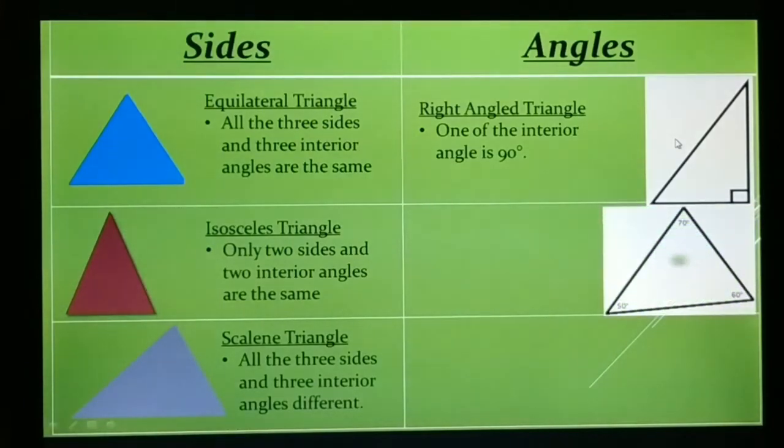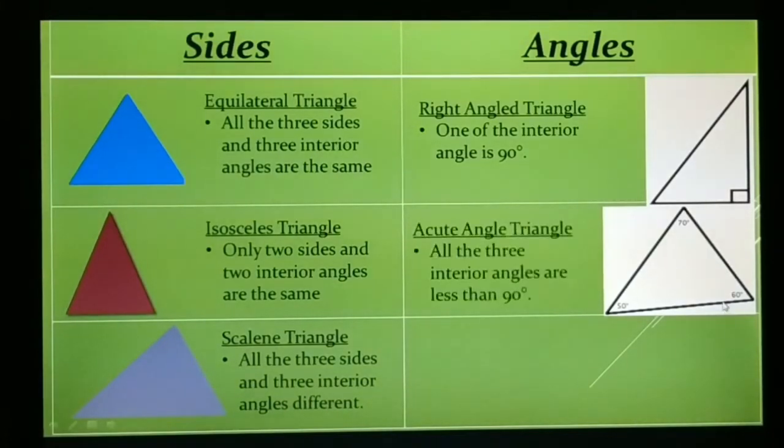Let's look at the other one. Now we have a kind of triangle whose interior angles are less than 90 degrees. If you look at them carefully, this is 70, this is 60 degrees, and this is 50 degrees. All the interior angles of the three corners are less than 90 degrees. Such a triangle is known as an acute angle triangle. All the three interior angles are less than 90 degrees.